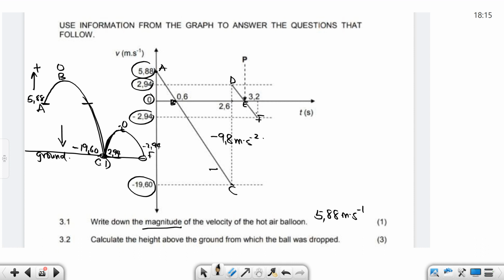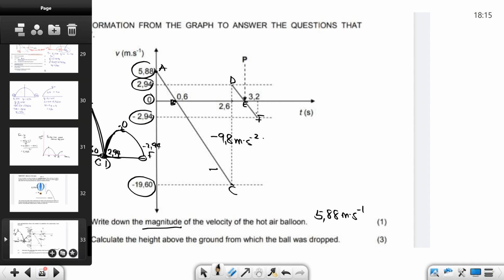Read the question. Height above the ground from which the ball was dropped. Where was it dropped? At A. Where is the ground? At C. So I don't know if you see that the letters will help you. A to C. Please quickly, I want to do a different method, but I want you to calculate first.